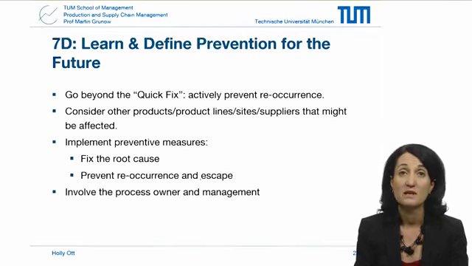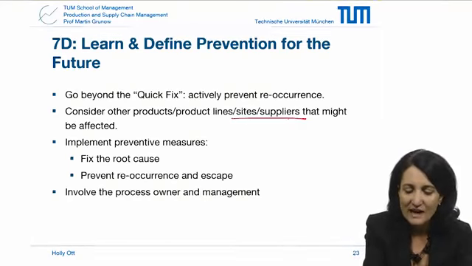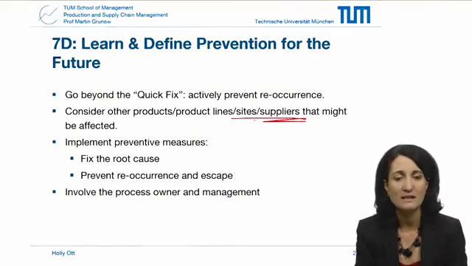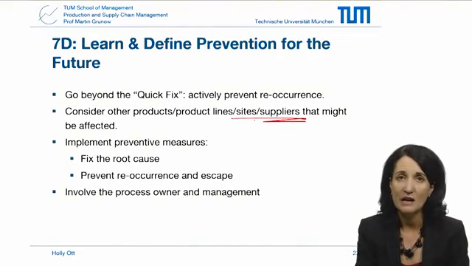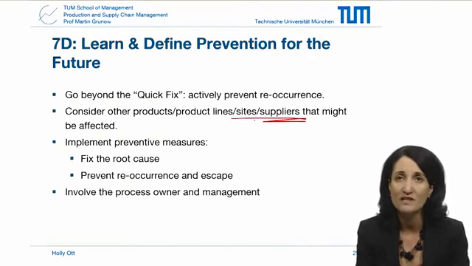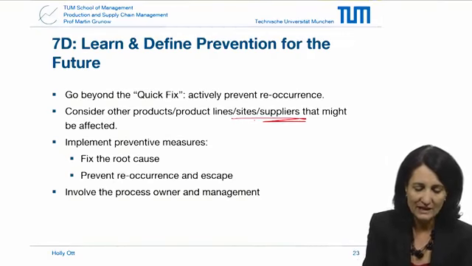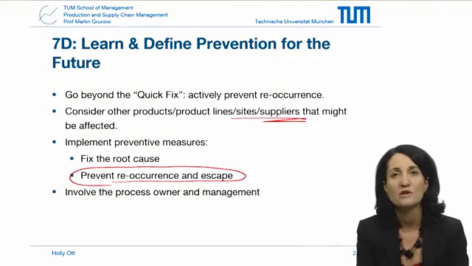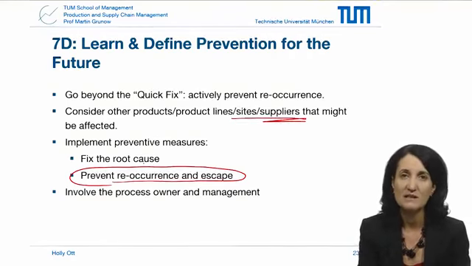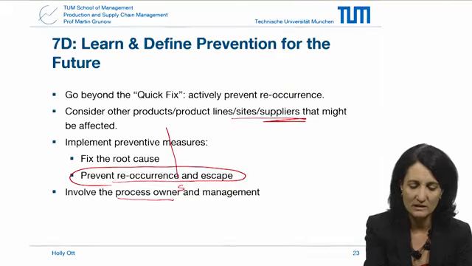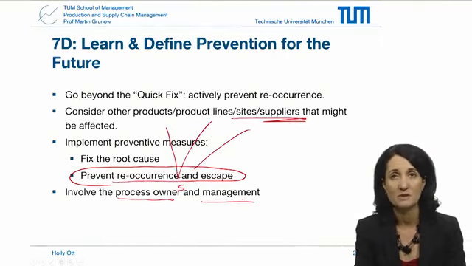Now, what does this mean? Identify maybe other products, product lines, even sites and suppliers that might be affected. Actively present the 8D to experts at other lines at sites. Update FMEAs and make sure that when you implement the preventive measures, you prevent any reoccurrence and escape. So on top of the root cause, make sure that there would be no reoccurrence and escapes. And this always involves the process owners. I put owners here because it could be at other products, lines, and sites, and of course the management.